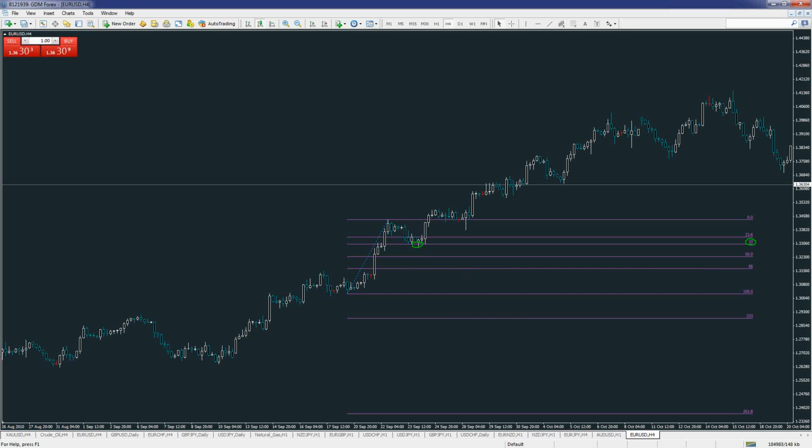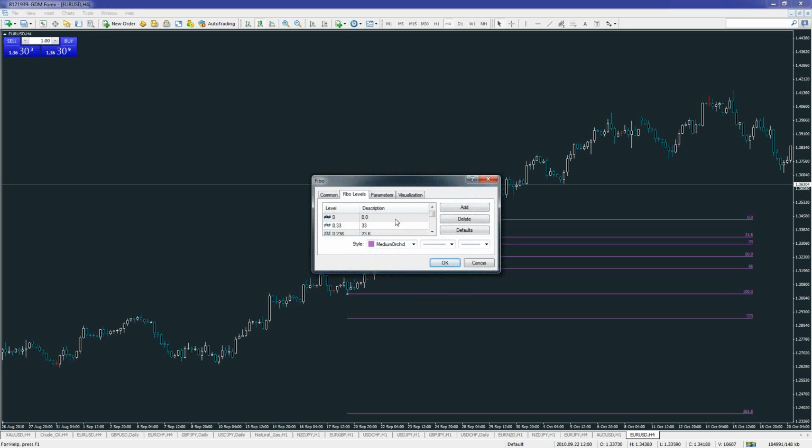Once we have the tool placed, the next thing we need to do is adjust those levels. By right-clicking on the Fibo properties, we will find in the Fibo levels a level and a description. The level 0.33 represents our 33% retracement, which we write into the description. Scrolling back down, we can replace one more with 0.66, which represents as a description our 66% retracement.